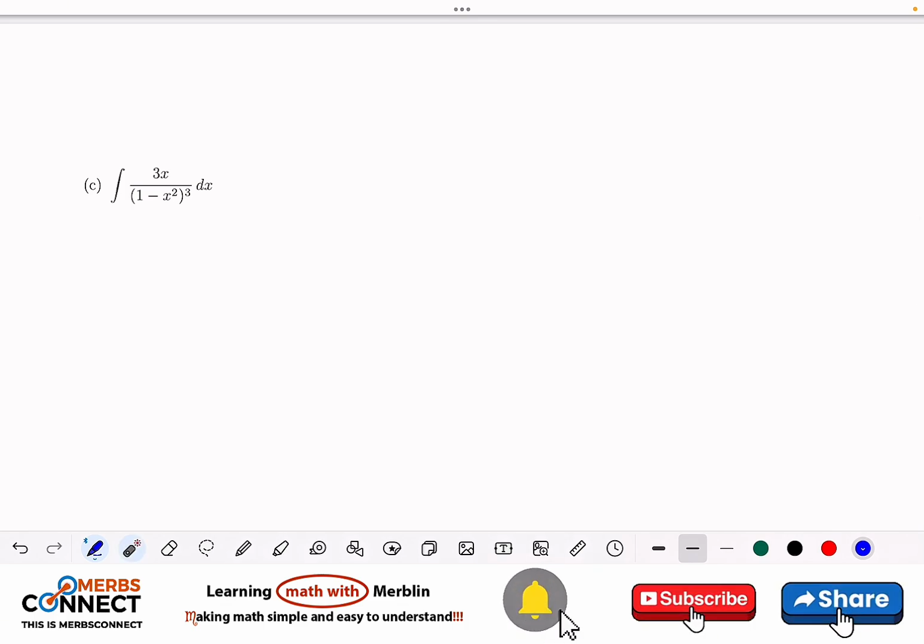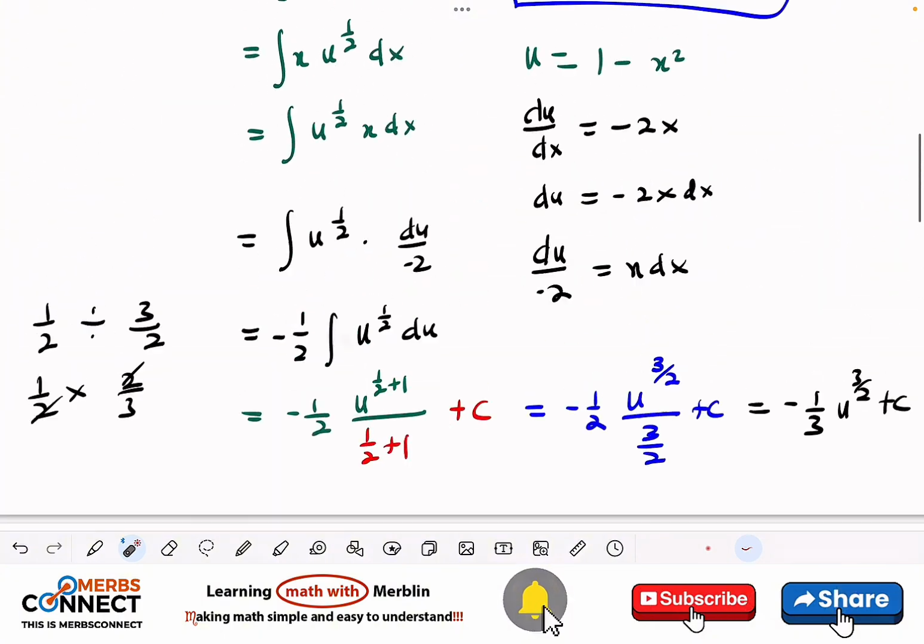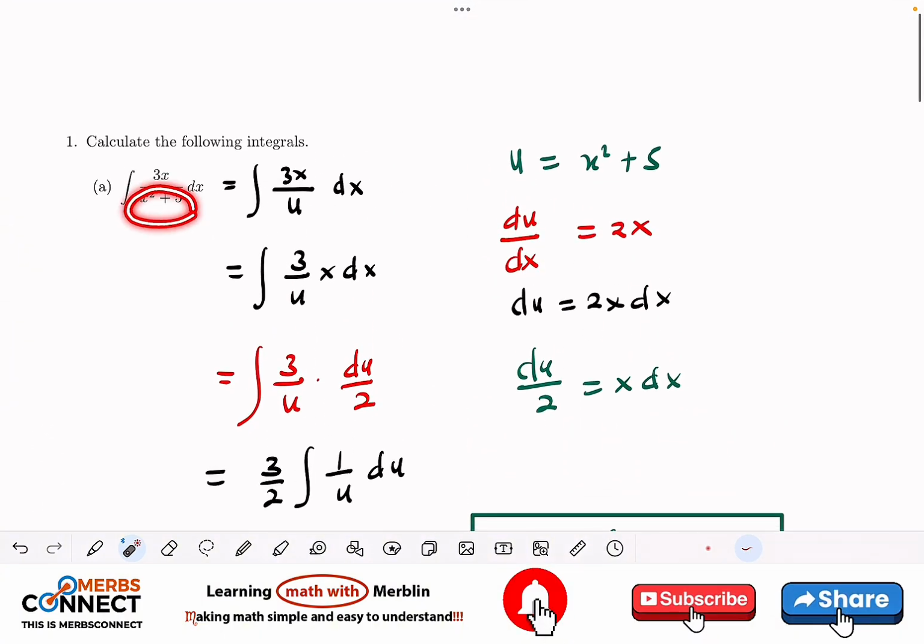Now let's look at this one too. So you saw that we did this one here, there was no squared. So we just pick everything at the denominator to be u.